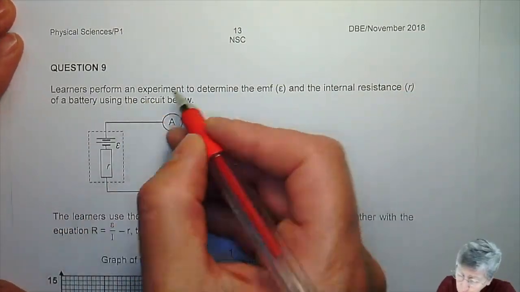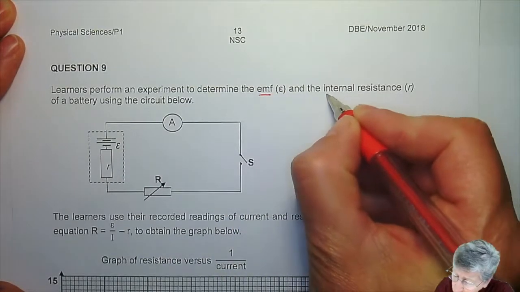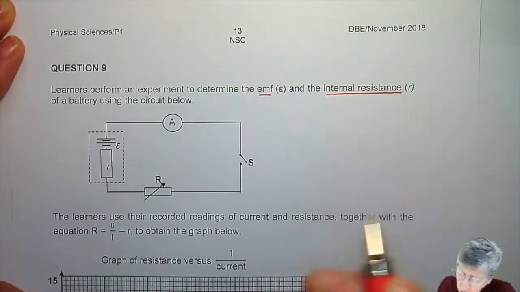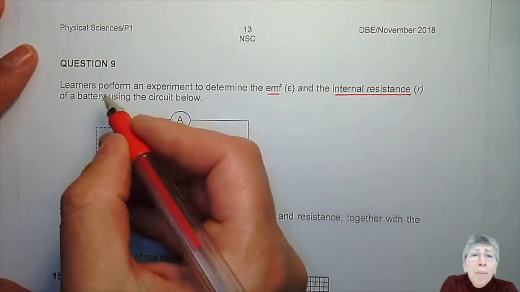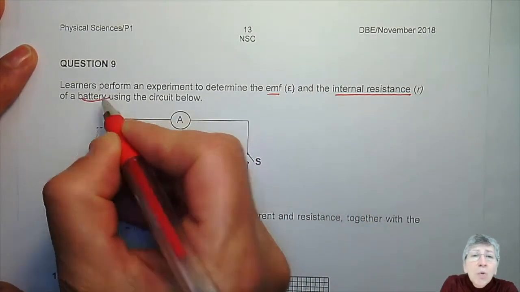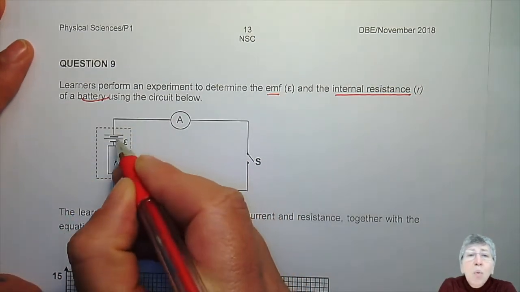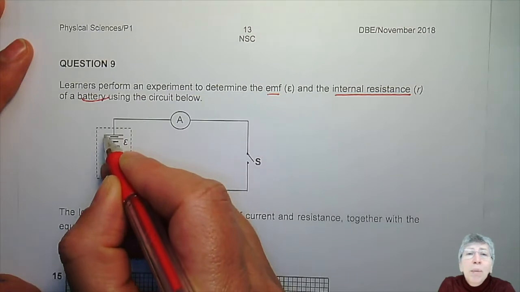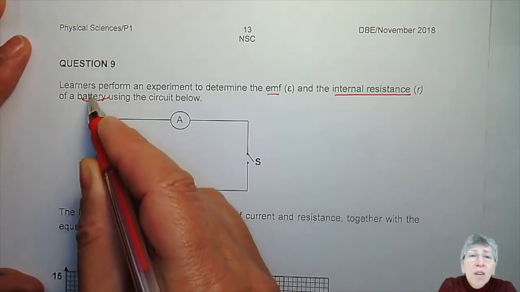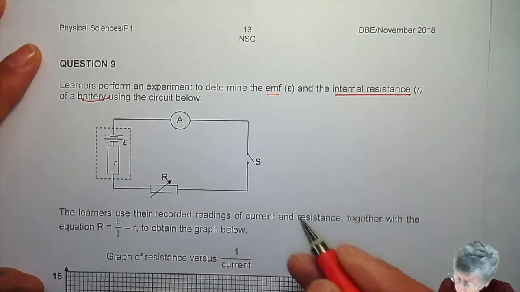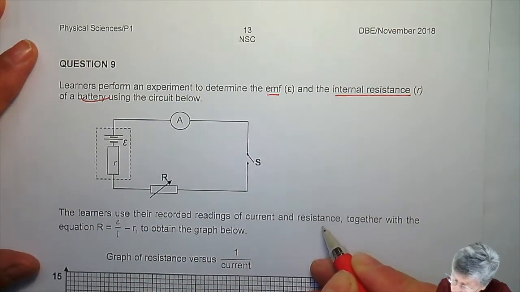The learners perform an experiment to determine the EMF and the internal resistance of a battery using the circuit below. Now remember that word battery, that's the word we use for all the cells combined. So one cell over there will be represented by that long and that short line, but together they are called a battery.